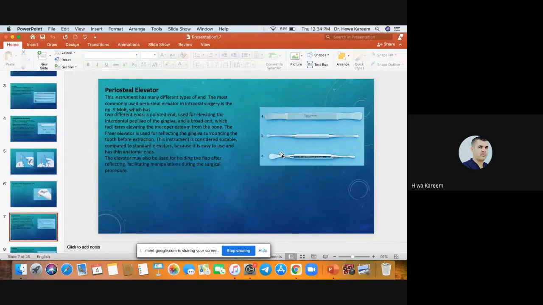We have many types. This type, for example, both of them have a blunt end, but small. Both of them have a small end. But this periosteal elevator is very large, with a round end for elevation of the mucoperiosteal flap.